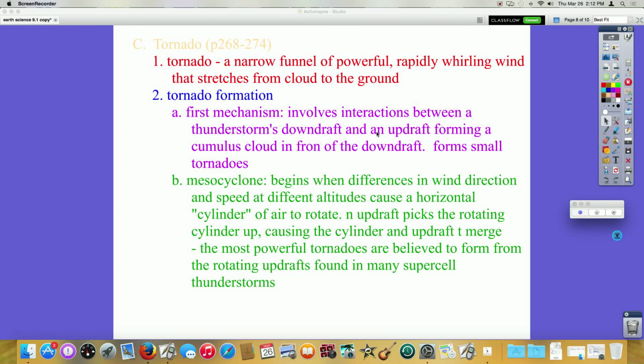It begins when differences in wind direction and speed at different altitudes cause a horizontal cylinder of air to rotate. So along the ground, really, and it's horizontal. An updraft picks up the rotating cylinder, causing the cylinder and the updraft to merge, and then spiraling up and creating what we know as a tornado. This is the way it's thought that the most powerful tornadoes form, from the rotating updrafts found in many supercell thunderstorms. Remember we talked about the thunderstorms and how those can have those strong updrafts. This is how it's thought that they blend together with these tornadoes.